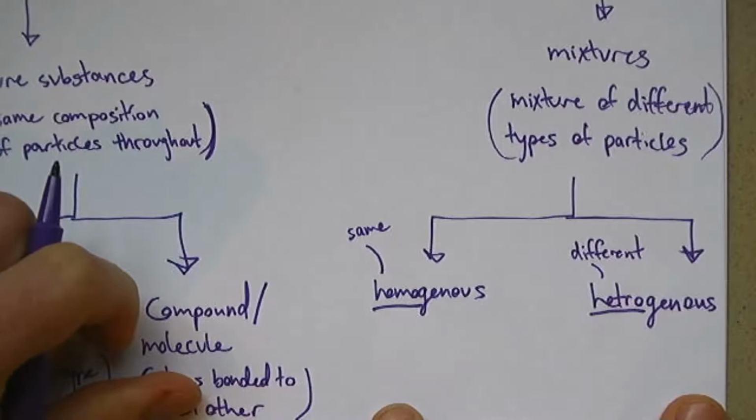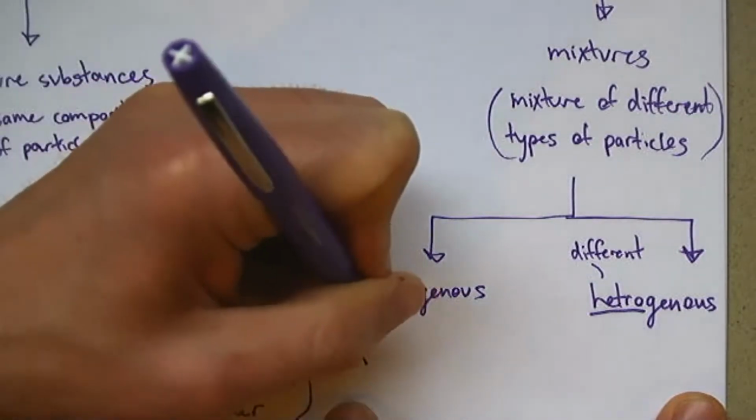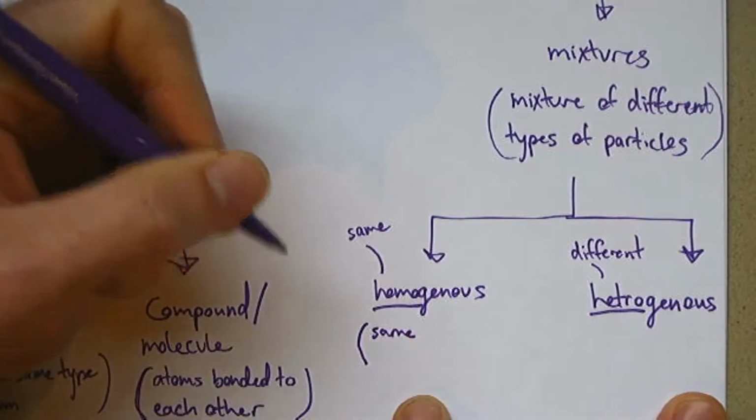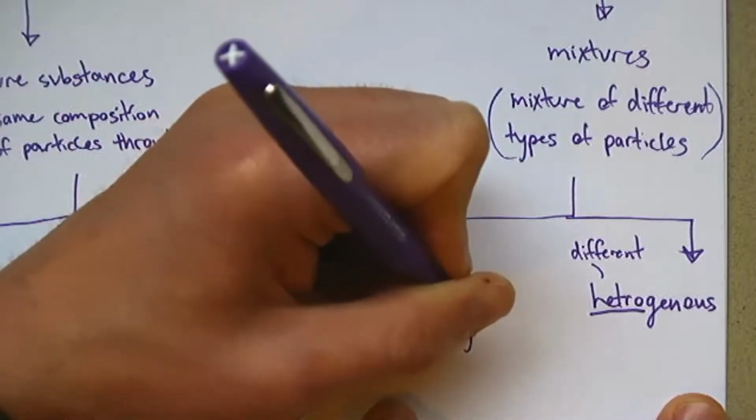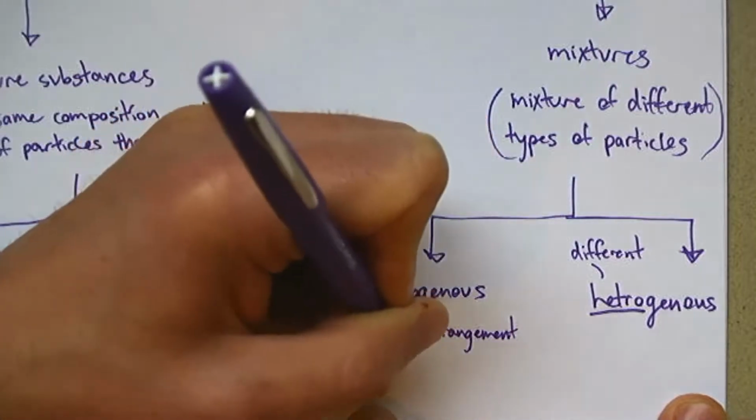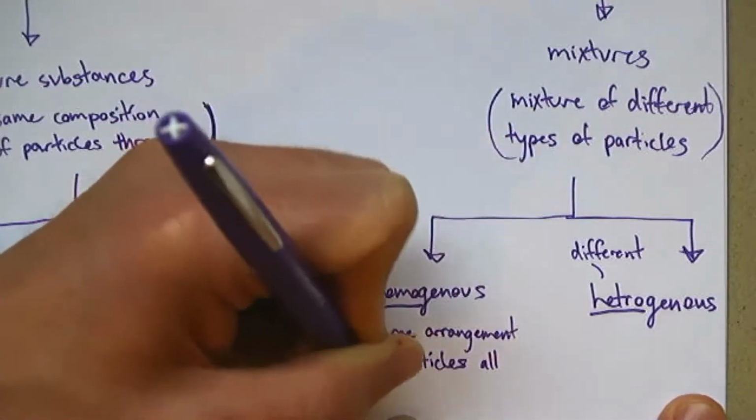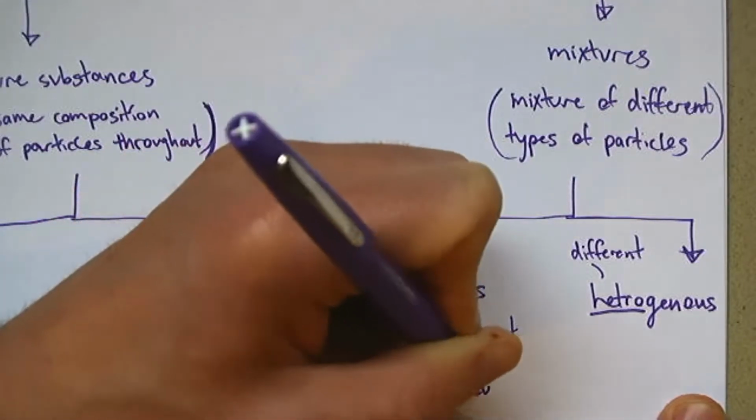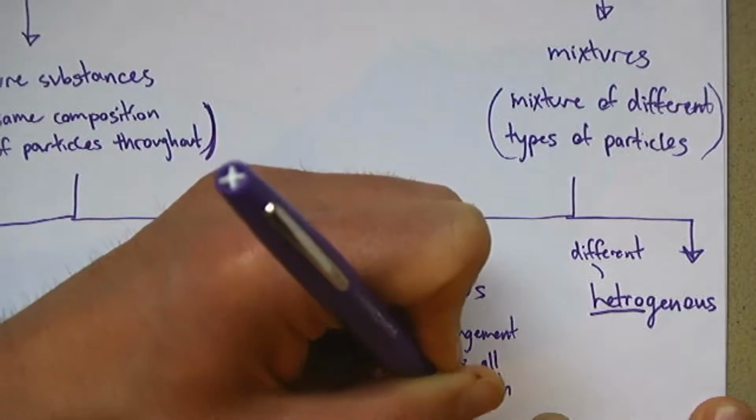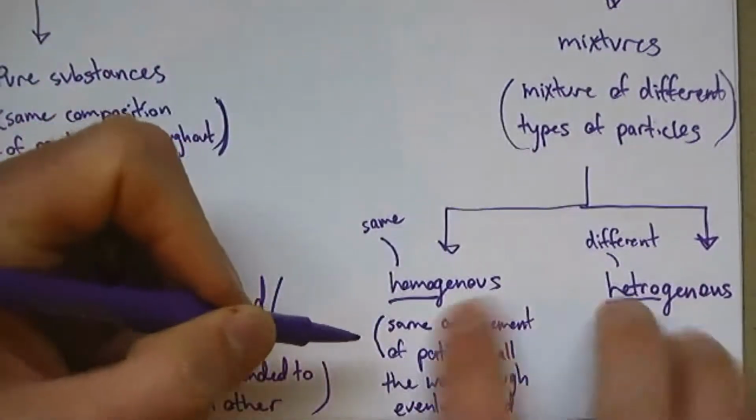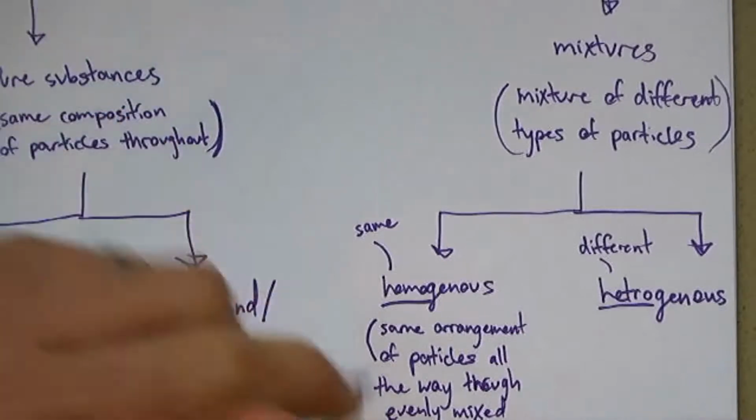Now, a good way of describing it, what this means is same arrangement of particles all the way through. Another way of saying that is evenly mixed. So it's evenly spaced the whole way through, it's the same, right? Homogeneous. You may have seen that word on milk. Homogeneous milk is the same mixture the whole way through.